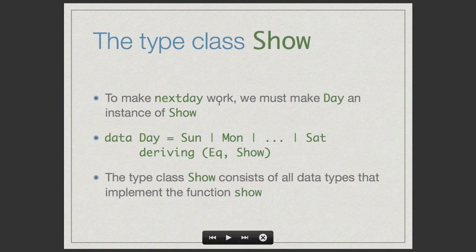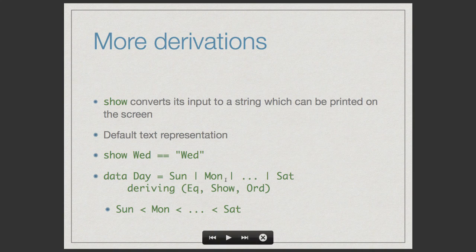To make the nextDay function work, we must make Day an instance of the type class called Show with a capital S. We have to declare it as follows: data Day = Sunday, Monday, Tuesday, etc., deriving Eq, Show. The type class Show consists of all data types that implement the function show with a small s. The function show converts its input to a string which can be printed on the screen.